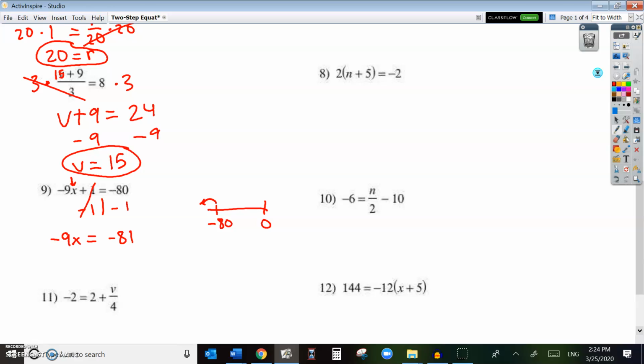Well, they set that up nicely for us. This is negative 9 times x, so divide by negative 9 on both sides. And x equals, yes, 9. The negatives cancel, because bad things happen to bad people, and that's good. Now substitute 9 into the original equation and see if it makes sense. Negative 9 times 9 is going to be negative 81. Negative 81 plus 1 is going to be negative 80. It works just fine.